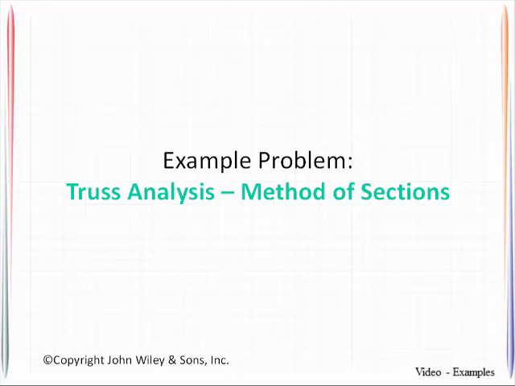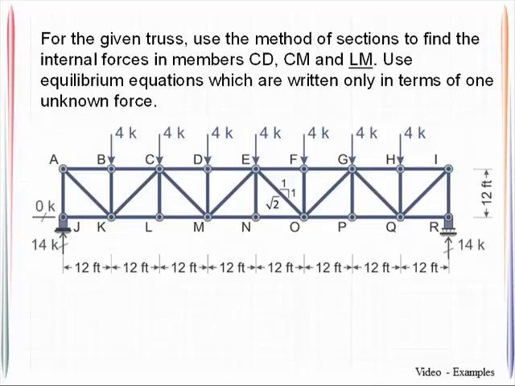Well, hello again. In this example, you examine the method of sections to find bar forces in a parallel chord truss. Here is the truss we will be examining, and we're being asked to identify the internal forces in members CD, CM, and LM. But to further enhance the experience, we are also asking that equilibrium equations are written so that they are only in terms of one unknown force.